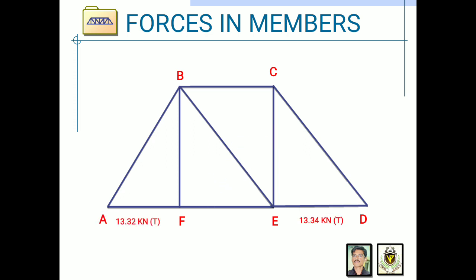First, 13.32 kN tension in AF. In AB, 131.98 kN compression. In BC, 86.64 kN compression. In CD, 9.43 kN compression. In BF, there is zero force. In BE, 9.44 kN tension, and in FE, 13.32 kN tension.